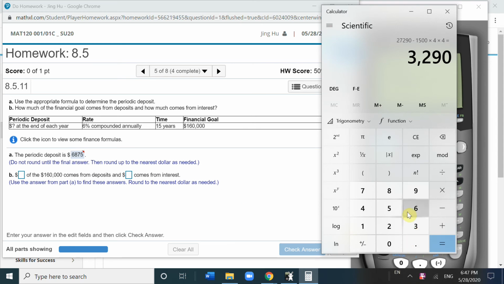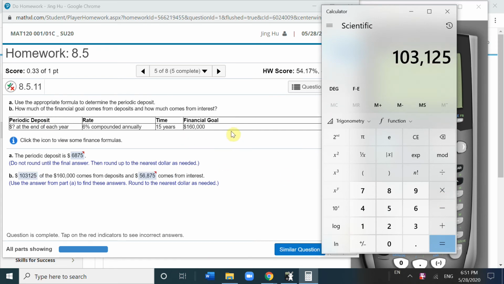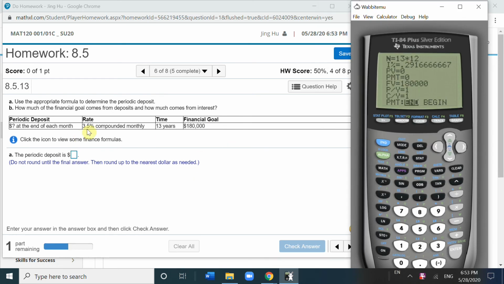So 6875, that's my payment for every year and times 15 years. Okay, so the interest is the future value 160,000 minus the total deposit from the 15 years. So it should be this minus this. I just did it backwards. So you get the negative, then you ignore the negative. So that's the interest. Okay, the next one.